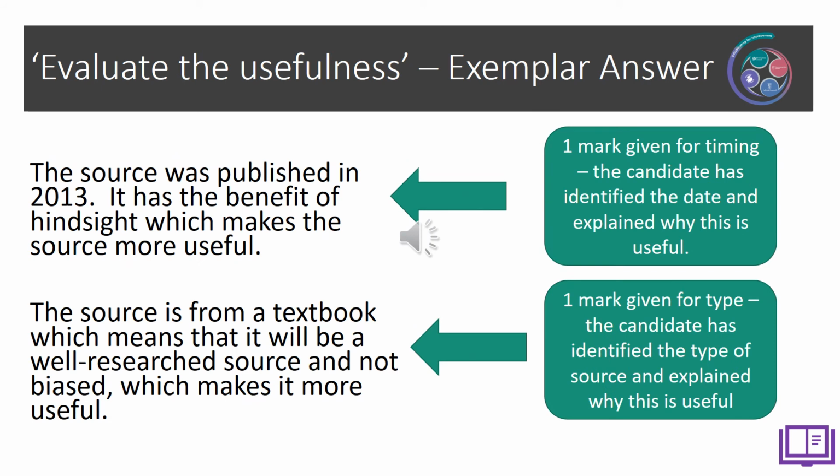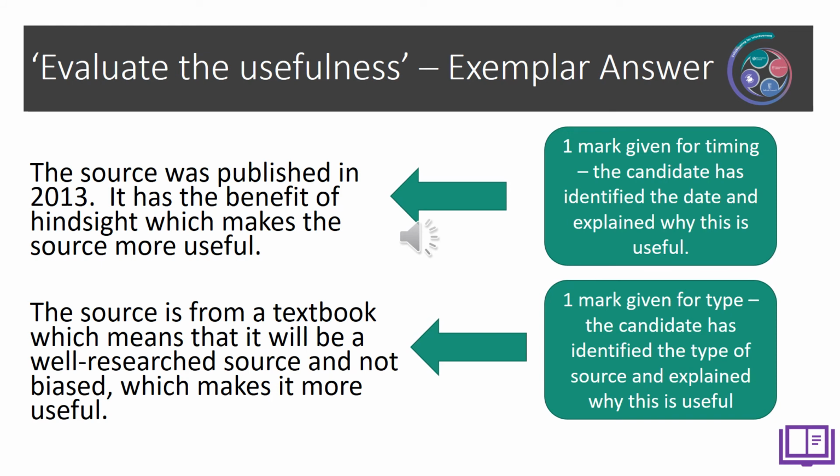So for the rest of the answer, the source was published in 2013. It has the benefit of hindsight, which makes the source more useful. 1 mark has been given here for timing. We can see clearly that the date has been identified, 2013, and the explanation has been given. We can see in the answer that the source is more useful, and the explanation is because it was written with the benefit of hindsight.